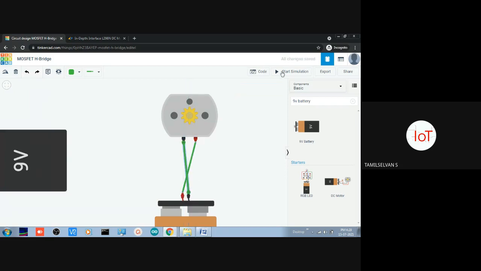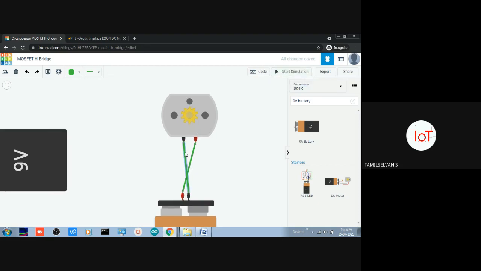Okay, so if I connect and if I start the simulation, it will rotate with a predefined speed. Okay, because the voltage rating is 9 volts, it will be rotating at this speed. Okay, so the RPM is 17,568 RPM, rotations per minute.